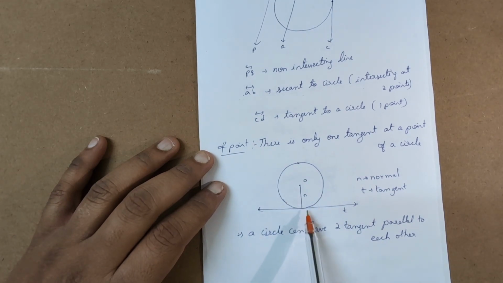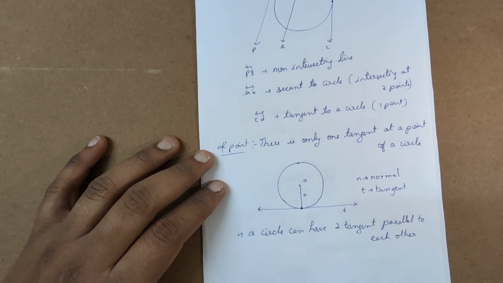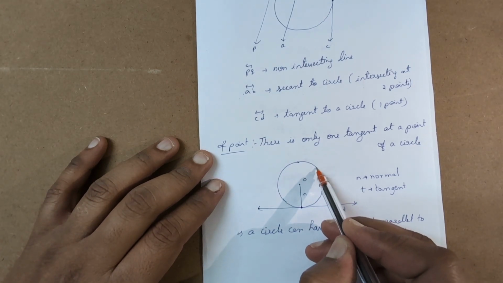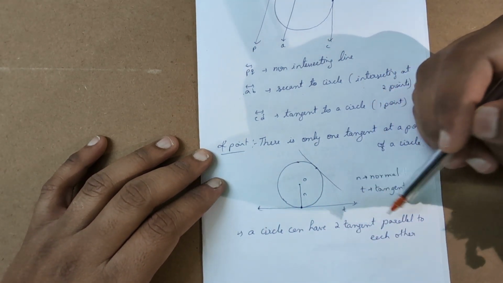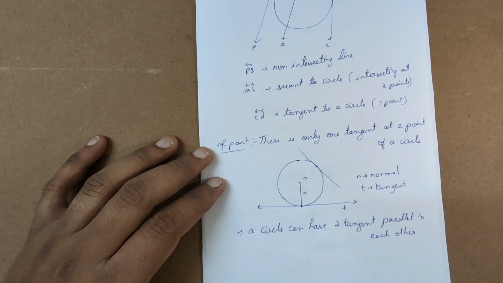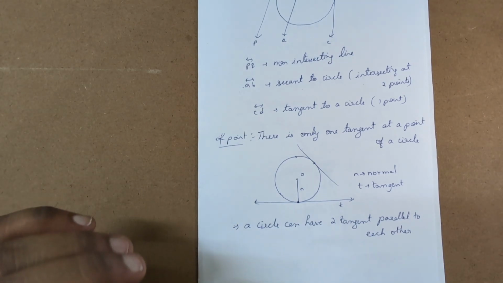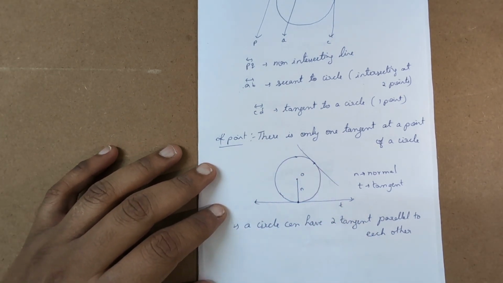The important point here is there is only one tangent to a circle at a point. Suppose this is a circle and I want to know how many tangents are coming at this point, then it will be only one tangent. If I consider this point also, there will be only one tangent, and it will be like this. So if they mention that in the circle I have provided you a point, and how many tangents can be passed from that point, it will be only one.